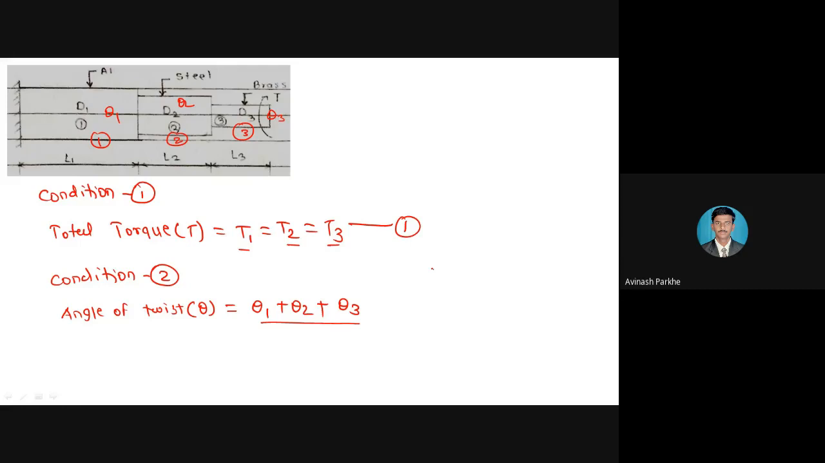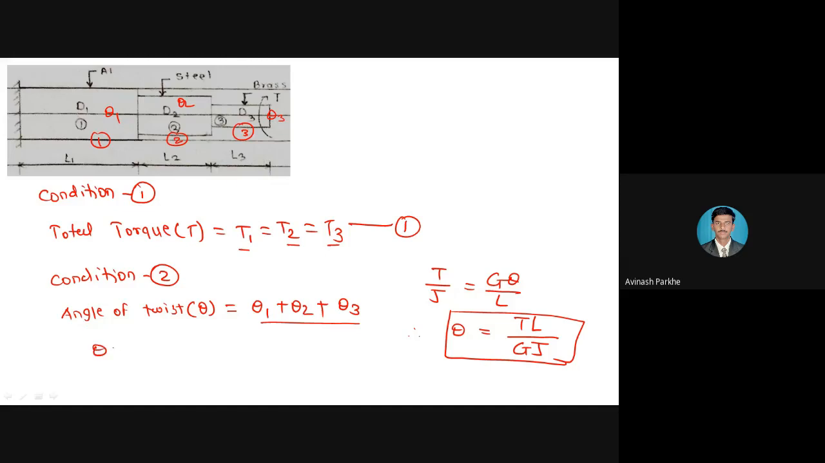We have the torsion formula: T upon J is equal to G theta by L. If I write the same equation in the form of theta, this L is present at the right side. If I take it to the left side, it becomes T into L divided by G into J, since G is present at the right side. So by using this particular formula, I can calculate the angle of twist.